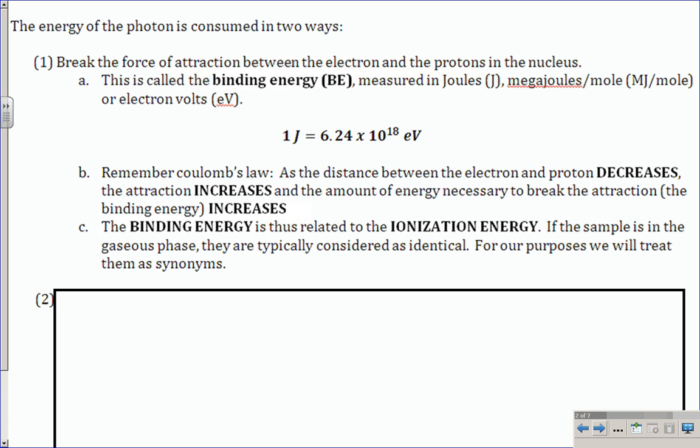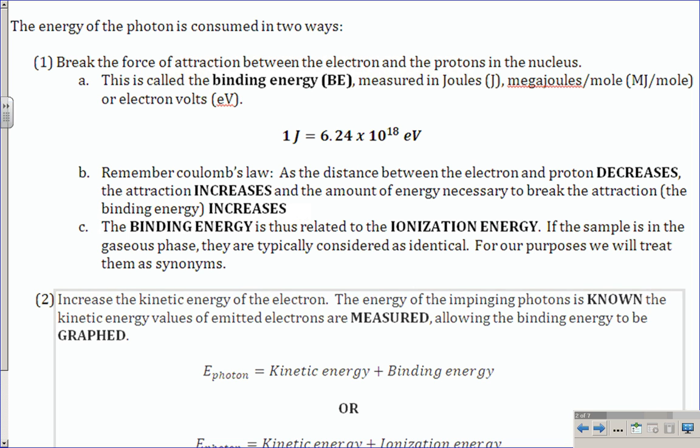And remember, binding energy is then related to ionization energy. It's not the exact same thing, because in ionization energy, we're looking at the exact amount of energy needed to remove the next electron from the atom. But we are talking about removing an electron from the atom to make a cation. So it is in some ways very similar to what we talked about with ionization energy.